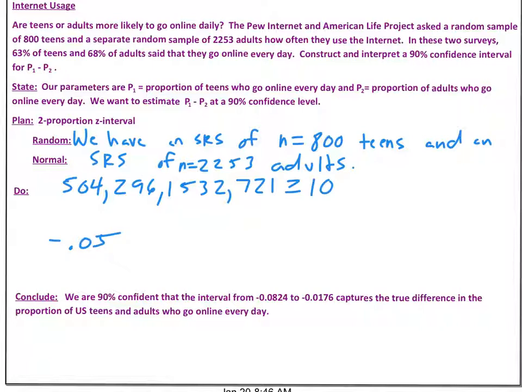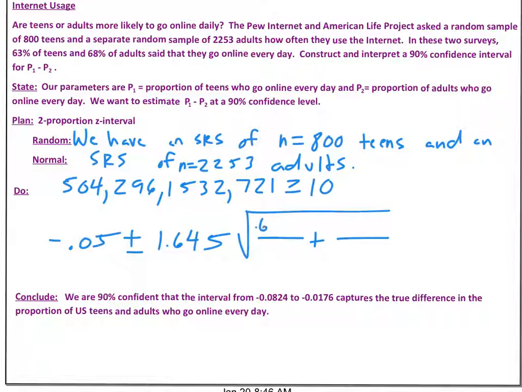There's my statistic, negative 0.05, right? Because that's 0.63 minus 0.68, plus or minus same critical value because I'm sticking with 90% confidence. Chose to mix it up a little bit here. You know, we love 95, but never bad to use a different confidence level.